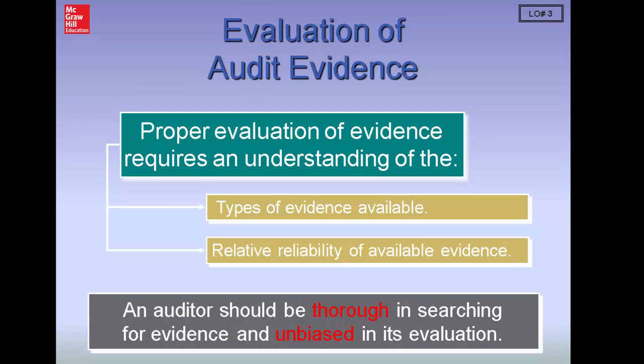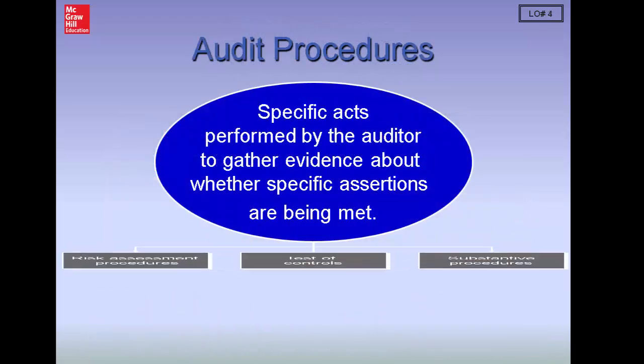As we're evaluating the evidence, what we're looking for is the type of evidence that's available. We want to relate this evidence to the actual management assertions. The auditor should be thorough in searching for evidence so that he or she can come up with an unbiased evaluation of this evidence in the process of forming an opinion.